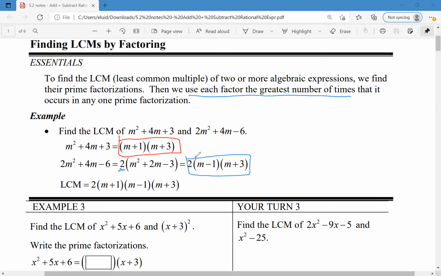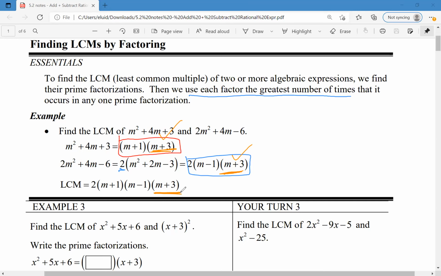Moving on to the next expression, we have one factor of 2, one factor of m minus 1, and then take a look, we also have one factor of m plus 3. But see how we already had one from the other expression. It doesn't ever occur twice in a row, so we don't need it twice in our LCM. We only still need it one time exactly in our least common multiple.